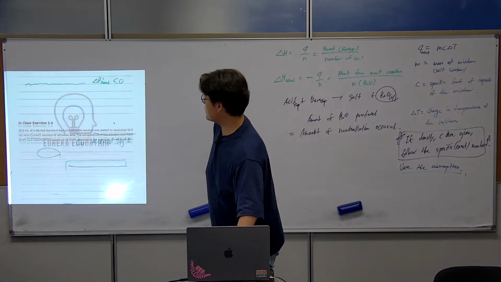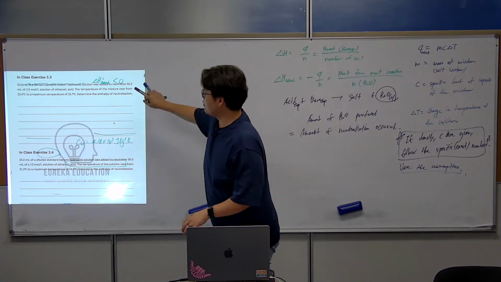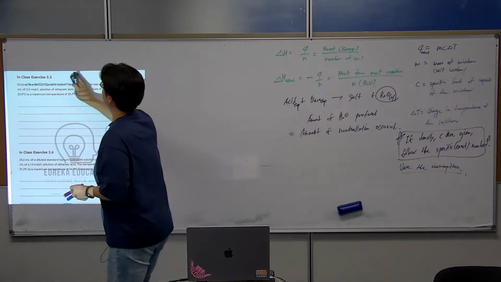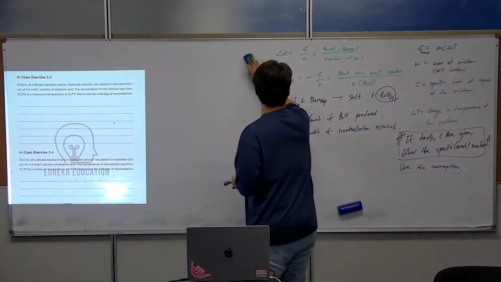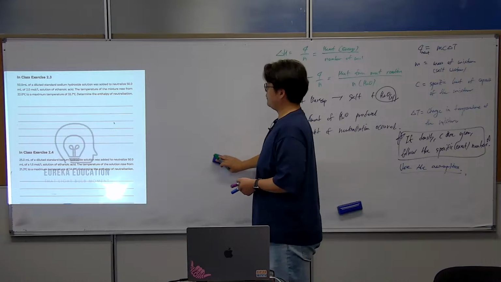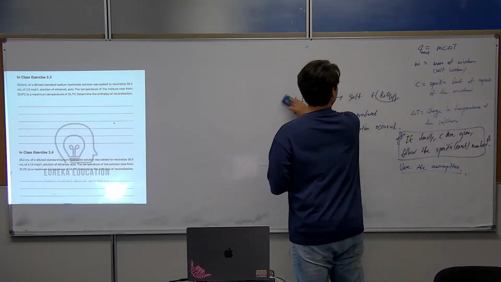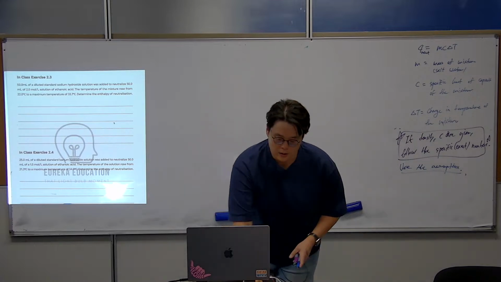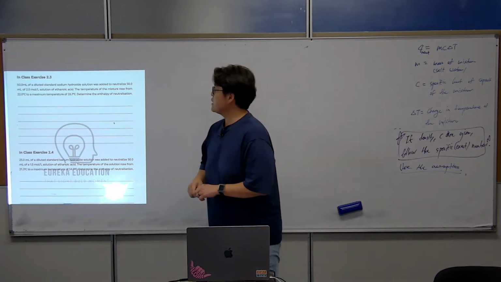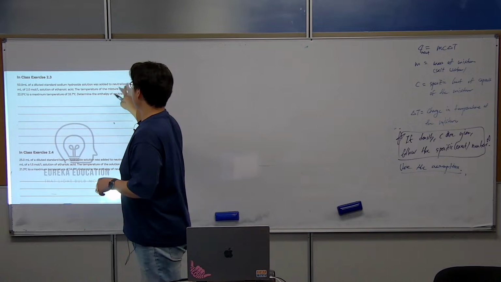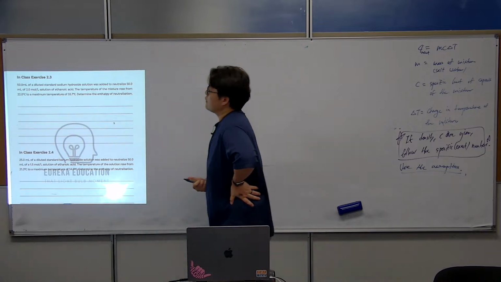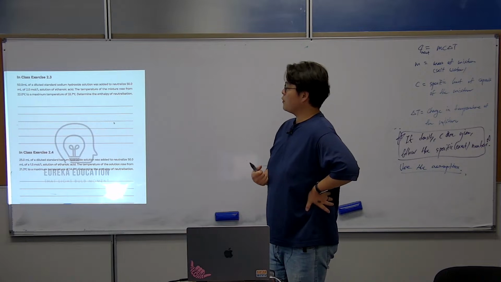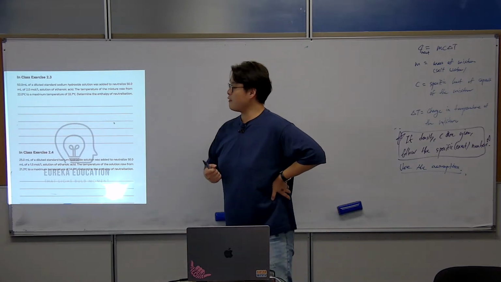All right, let's do some questions related to that, question 2.3. You might need a bigger space than that, so I recommend you use separate notes. Question 2.3. Let's do it. 50 mL of diluted standard sodium hydroxide solution was added to neutralize 50 mL of a 2 molar solution of ethanoic acid. The temperature of the mixture rose from 22 to 33.7 degrees Celsius. Determine the enthalpy of neutralization.